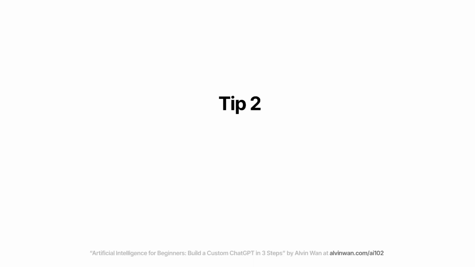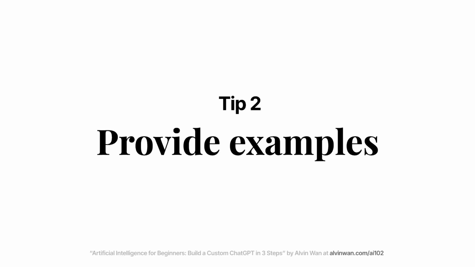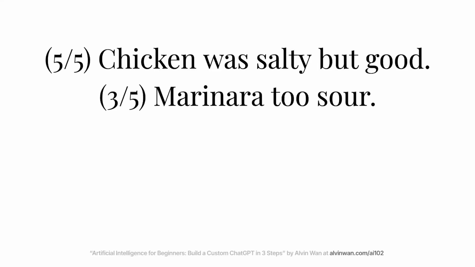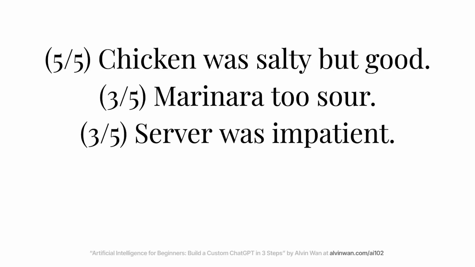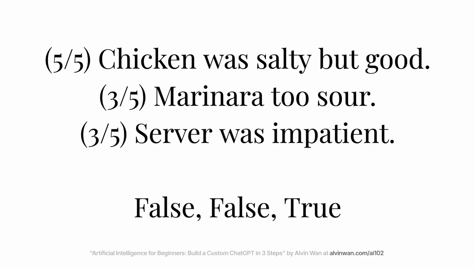Our next approach is to provide examples. Let's now add 3 examples of reviews. 5 out of 5, the chicken was salty but good. 3 out of 5, the marinara was too sour. 3 out of 5, the server wasn't patient. And finally, let's add the desired outputs. The first 2 reviews involve food critiques, and the last review involves a non-food critique, so we expect false, false, true. I've added this to your notebook already in a cell titled Tip 2.